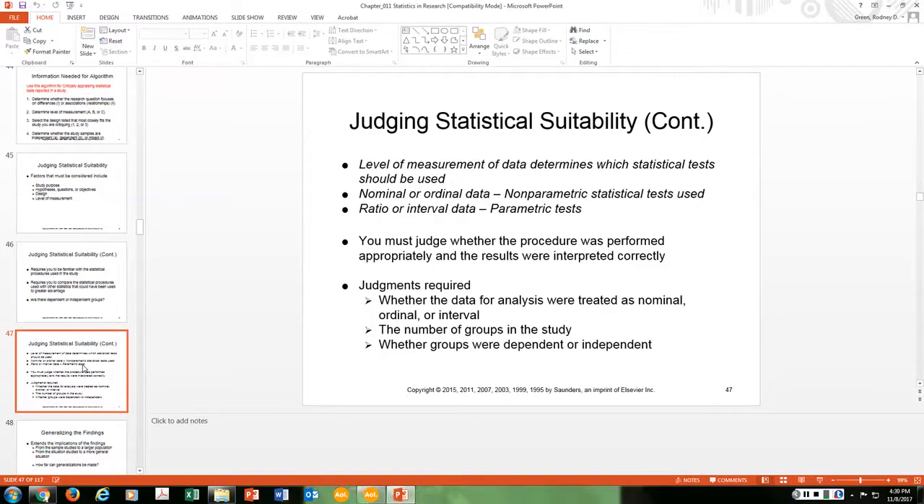So you must consider the level of measurement of the data. This determines which statistical tests should be used. If the data is nominal or ordinal, we use non-parametric statistical tests. If the data is ratio or interval, we use parametric tests. You must judge whether the procedure was performed appropriately and the results were interpreted correctly. The judgments that are required are whether the data for analysis were treated as nominal, ordinal, or interval, the number of groups in the study, whether the groups were dependent or independent.